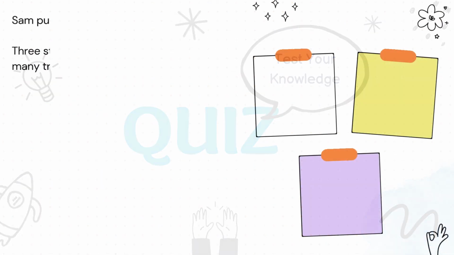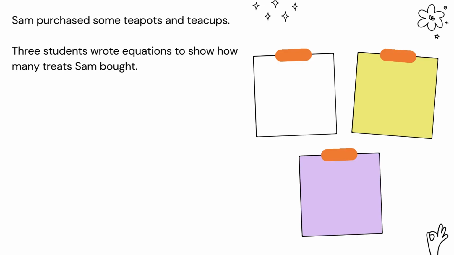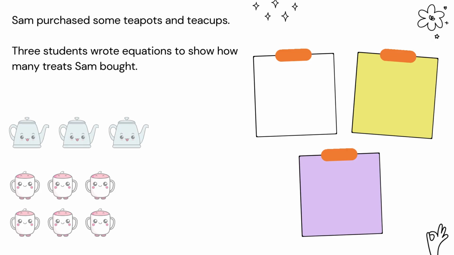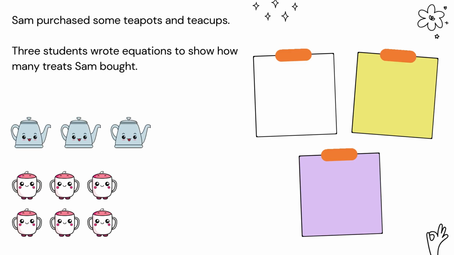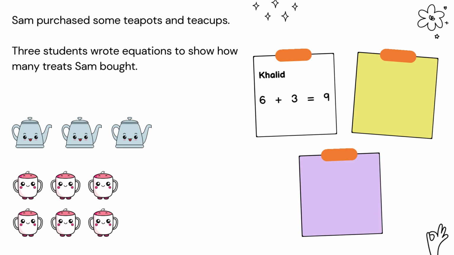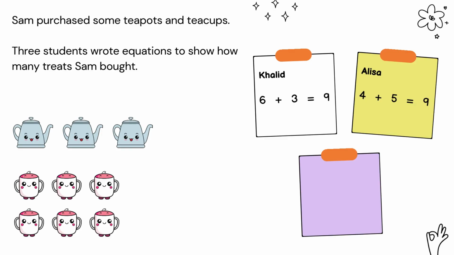Great job following along with today's lesson. Now, let's see how well you understood the concept. Here's a picture of some kitchenware that Sam bought. He purchased some teapots and teacups. 3 students wrote equations to show how many kitchenware Sam bought. Khalid writes, 6 plus 3 equals 9. Alisa writes, 4 plus 5 equals 9. Aravind writes, 9 equals 3 plus 6. Who is correct? Can you explain why?